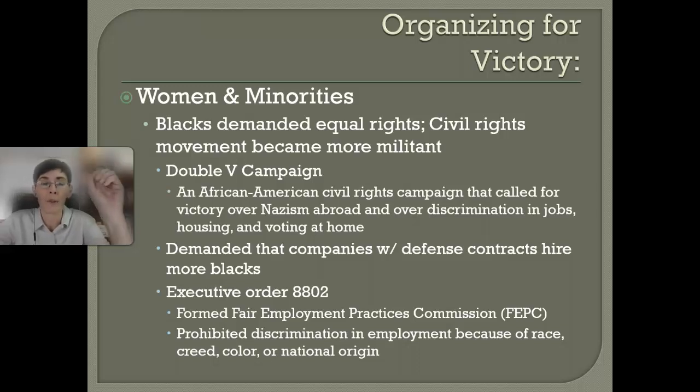We demanded, there was an executive order passed in 88002. I can't remember what year off the top of my head. Sorry about that, folks. This formed the Fair Employment Practices Commission, and this was the first step in preventing discrimination. So it prohibited discrimination in employment because of race, creed, color, or national origin. So this is the first step to civil rights legislation that would come later in the 1950s and 1960s.